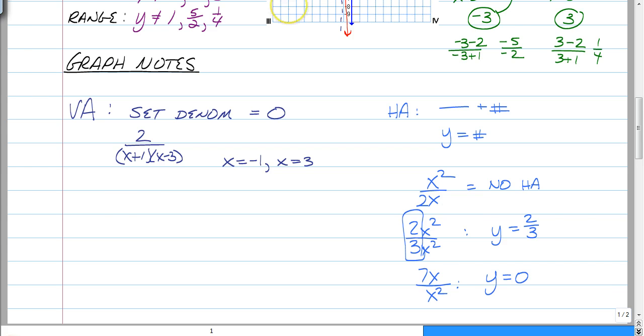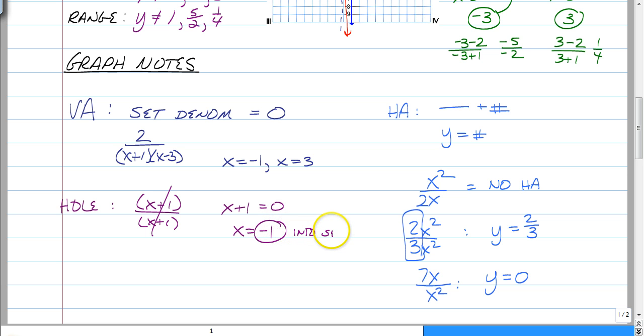And remember, a hole always occurs when something cancels on top and bottom. So x plus 1 over x plus 1, obviously you'd have more stuff left. You take what cancels and set it equal to 0. You solve, and that's the x coordinate, and then you substitute the negative 1 into the simplified equation. And then, obviously, whatever that value is would be your y coordinate.